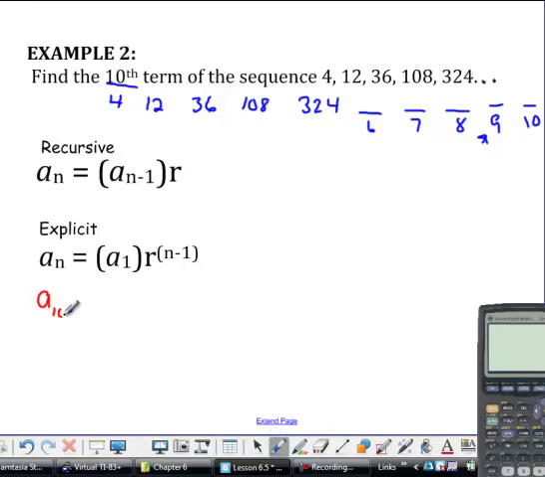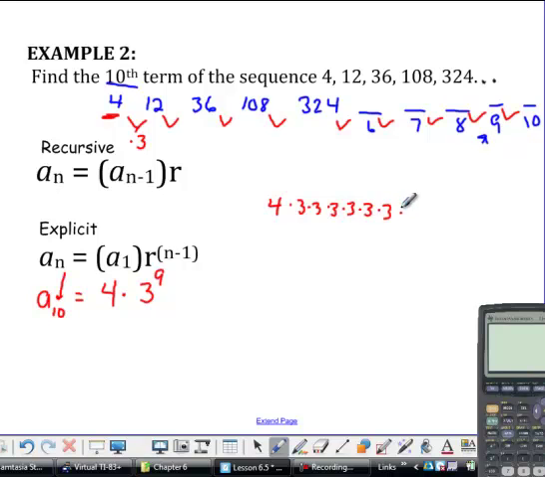To find the 10th term, I'm going to start with the first term, which we know is 4, and multiply it by 3, because 3 is the common ratio. N minus 1, well, if n were 10, 10 minus 1 is 9. Now, why is it 9? Because look, here's 4. How many common ratios are in between my first term of 4 and my last 10th term? There's 1, 2, 3, 4, 5, 6, 7, 8, 9. So I have to take 4 and multiply it by 1, 2, 3, 4, 5, 6, 7, 8, 9 threes. And it's much easier to rewrite this as 3 to the 9th.